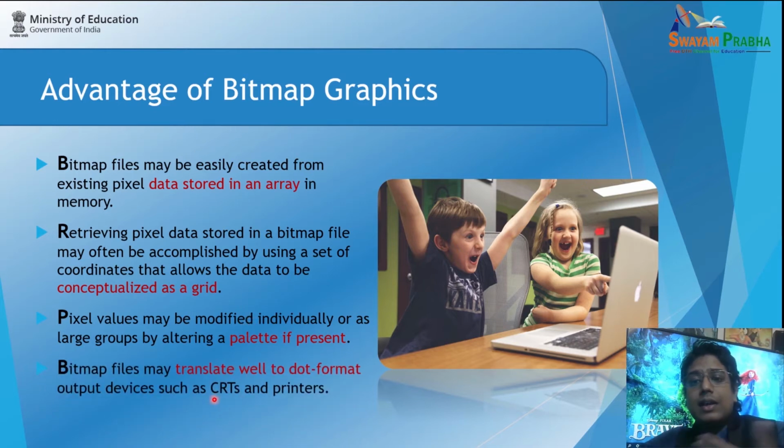Now one more thing: bitmap files may translate well to dot format, right? So output to display devices, CRTs and printers is really very easy. The data gets printed, or displayed in front of a desktop, a television or a projector. So these are the advantages of bitmap graphics, or you can say raster graphics also, right?